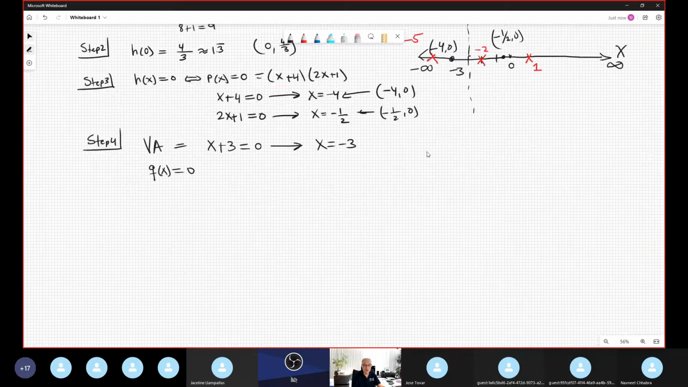Okay, now let's move on to step 5. It's super, super important. Step 5 is to determine the horizontal or slant asymptote. And we are doing the degree analysis one more time.